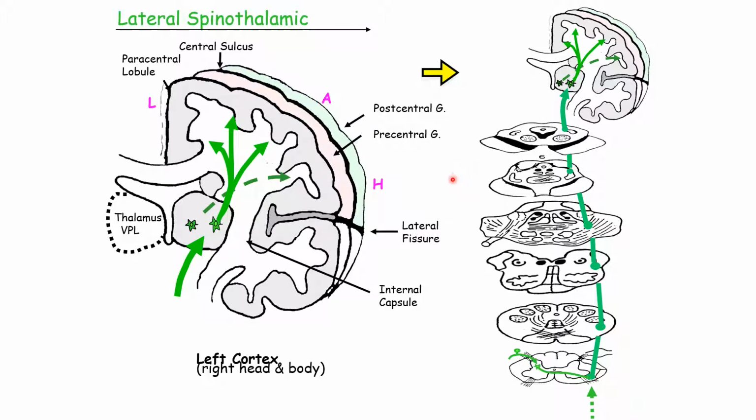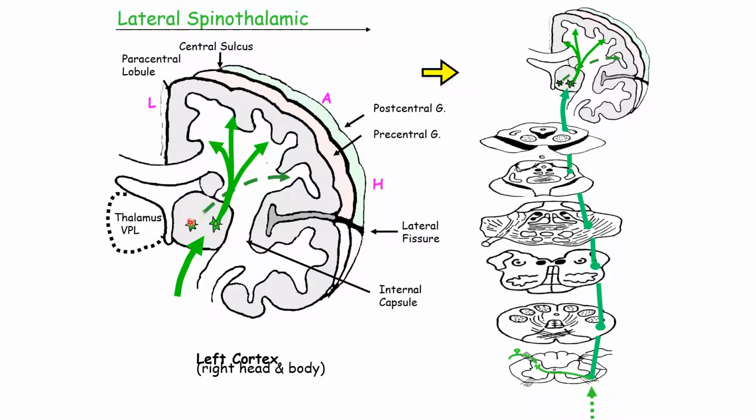As we move up towards the thalamus, we see the fibers are going to synapse on the third order neuron in the ventral posterior lateral nucleus of the thalamus. And from there, they'll project up to the cortex with the leg medial and the arm more lateral. Trunk is intermediate between the two. They're going to come up to the postcentral gyrus, which is this gyrus just behind the precentral gyrus.